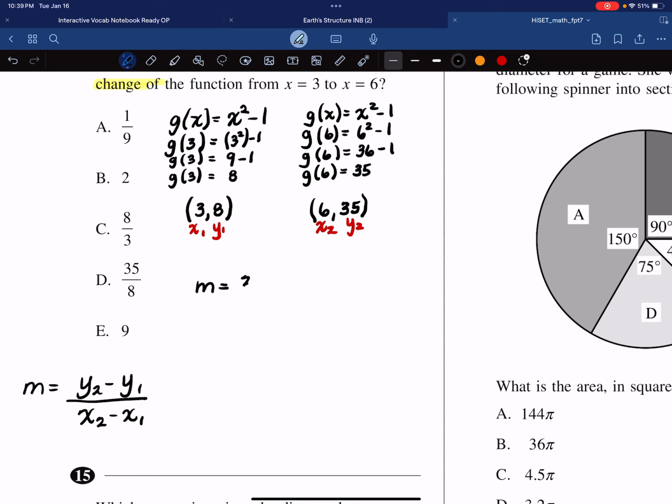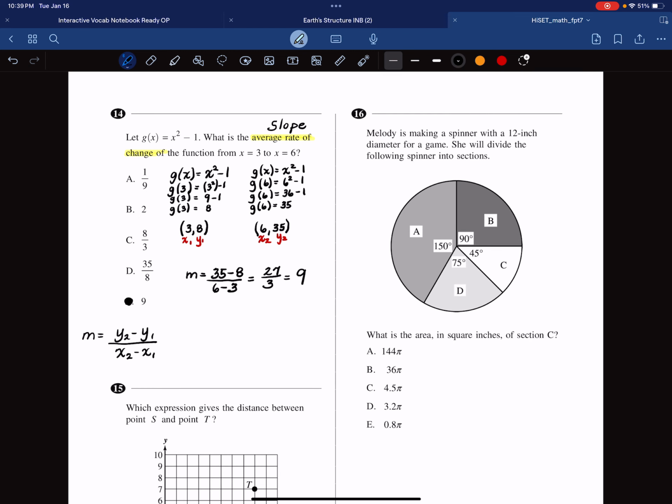Y sub 2 minus y sub 1, over x sub 2 minus x sub 1. 35 minus 8 is 27. 6 minus 3 is 3. And 27 divided by 3 is 9. So that average rate of change given those two values of x is 9, or option E.